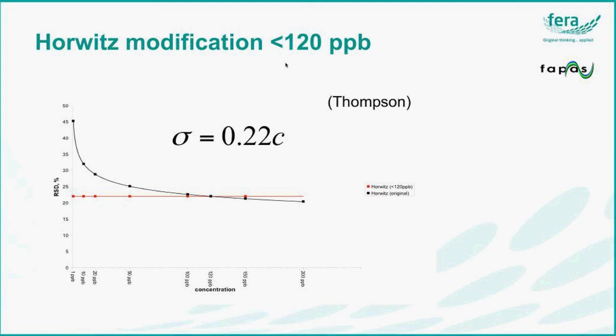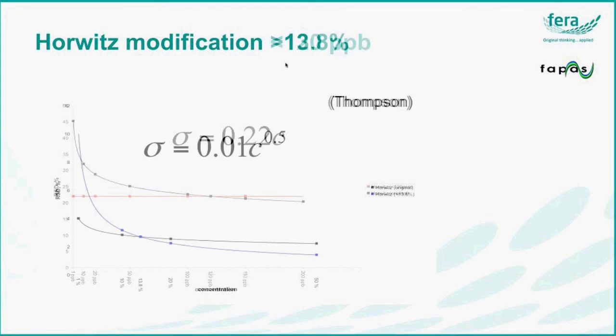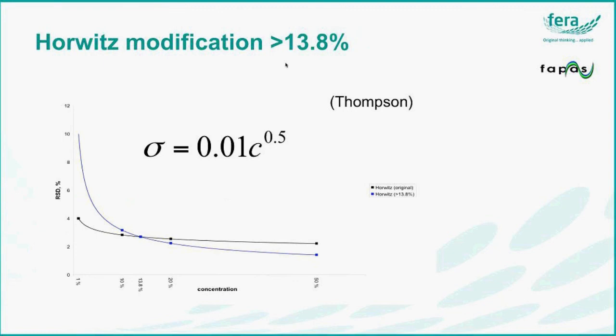This effect was described by Professor Michael Thompson, the author of, or co-author of the International Harmonised Protocol for Proficiency Testing. There is a similar effect at high concentrations, more than about 13.8%, so this might be sugar in high sugar products, for example, where a further modification of the Horwitz equation was also described by Thompson, and the graph is quite different.